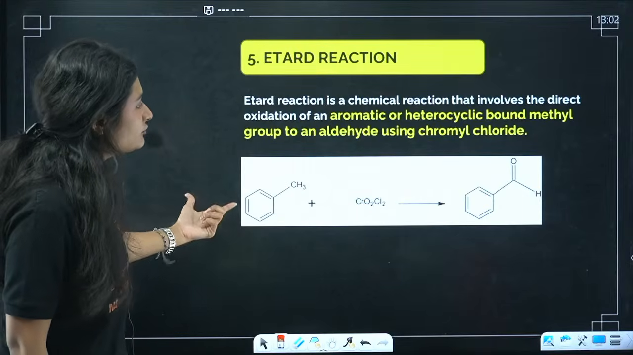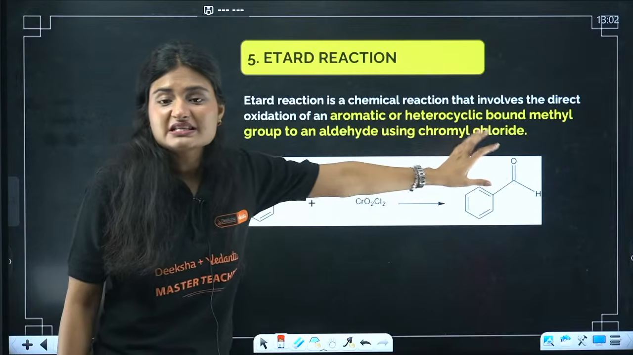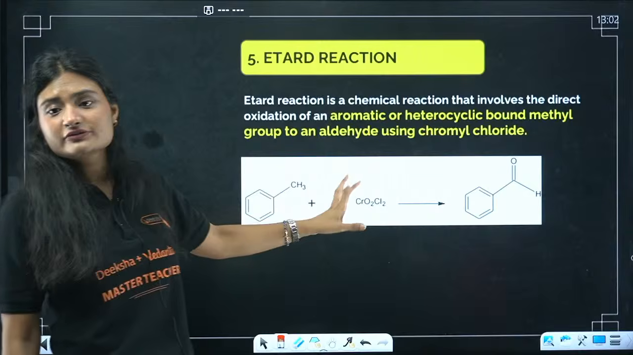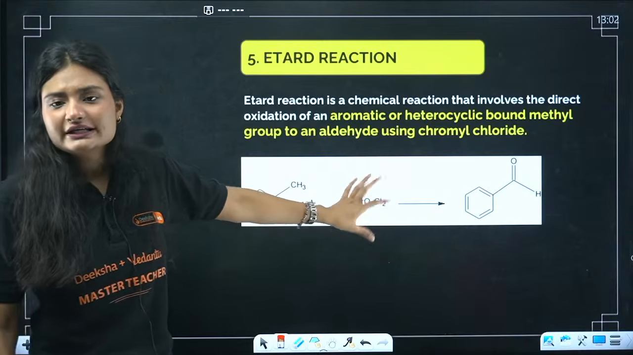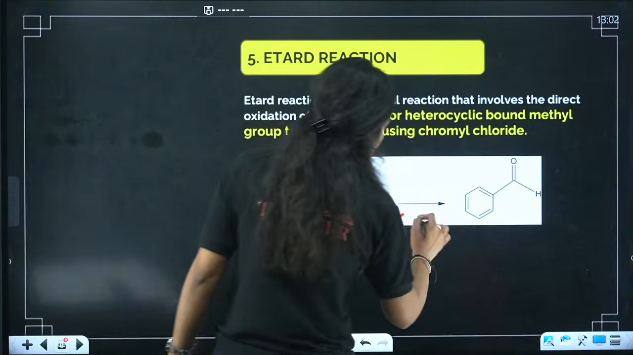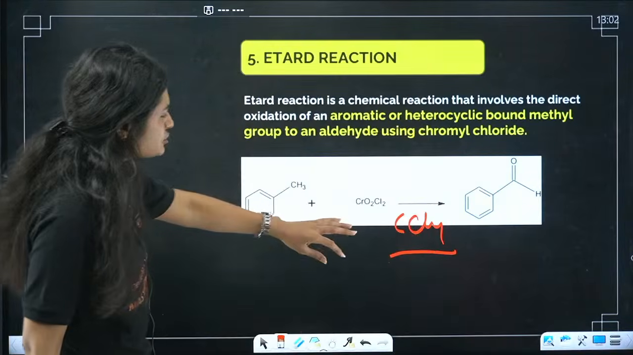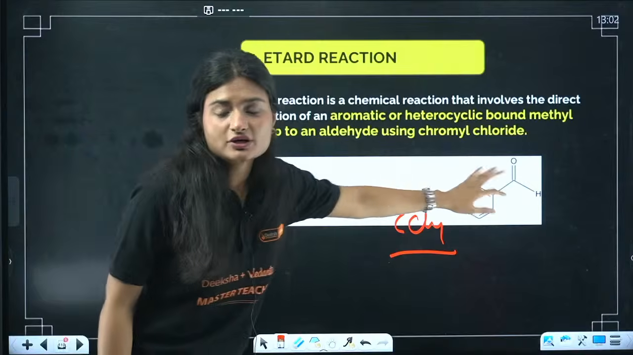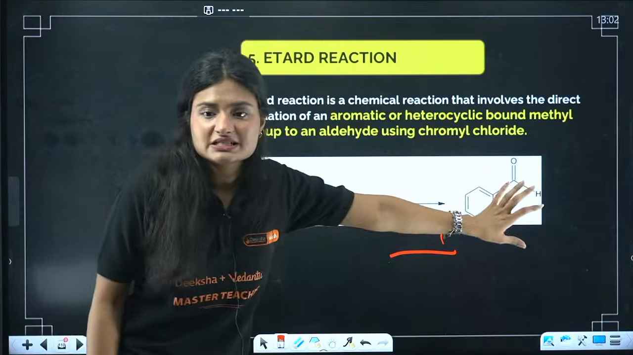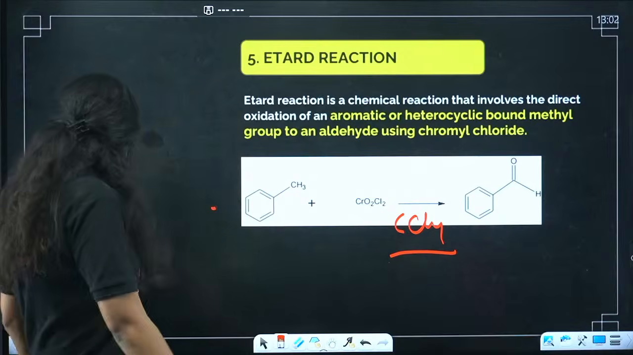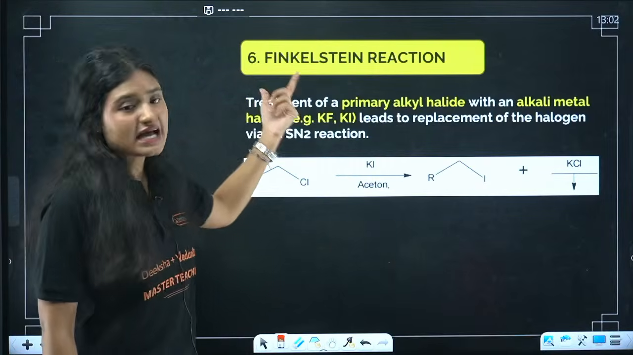Etard reaction, we use this reaction to produce benzaldehyde. Whenever you have toluene, you treat it with chromyl chloride in presence of CCl4, and we get aldehyde. So toluene gets converted into benzaldehyde. Okay, clear? Etard reaction.